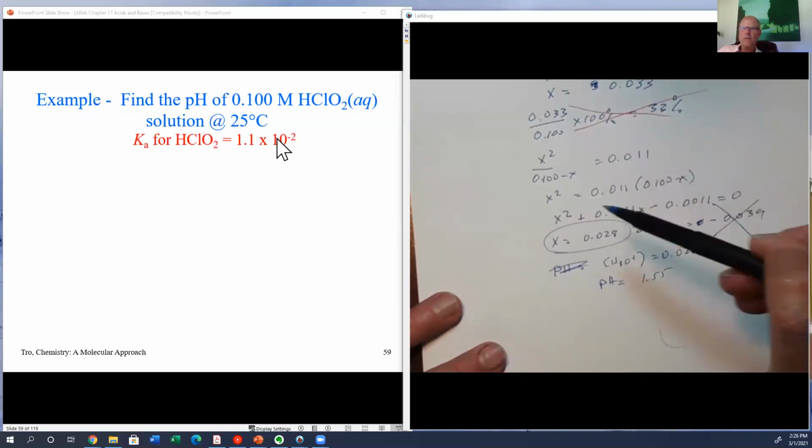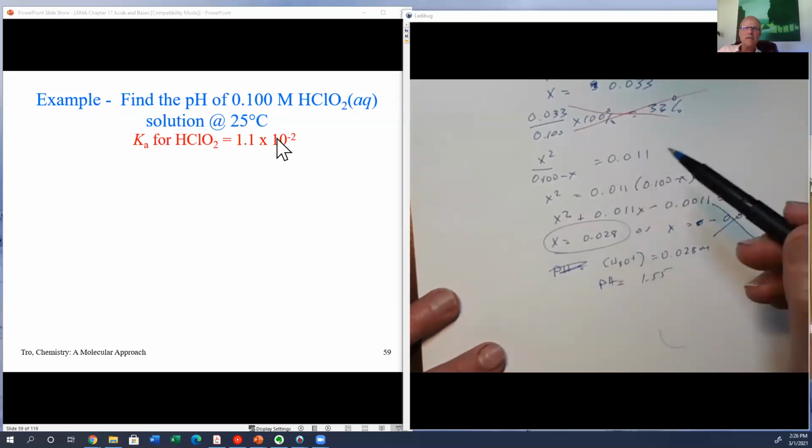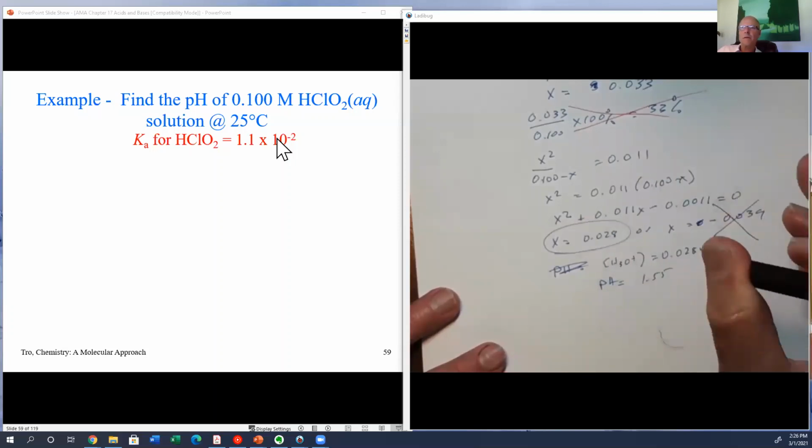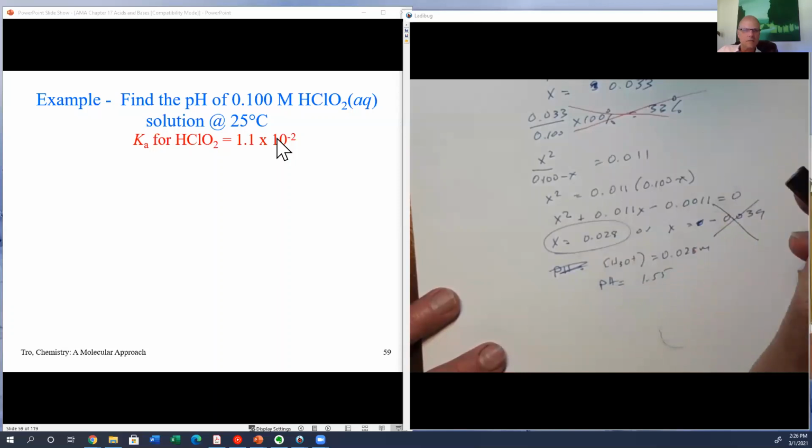Correct, we're just solving equilibrium problems again, right? That's why I said we're going to be doing equilibria for a while, so we're going to apply that concept to many different kinds of circumstances. Okay.